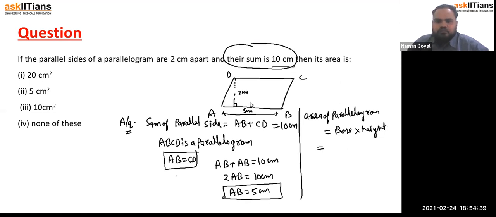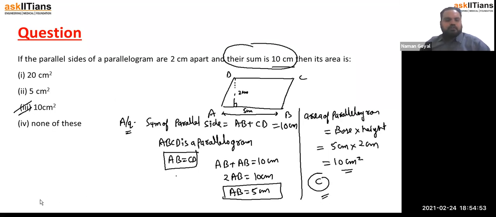So base is what? 5 centimeter, and height is what? 2 centimeter. So it becomes 10 centimeter square. So answer for this particular question is what? This one. C is the correct answer. ठीक है? Are you getting my point? Okay. Now next question.